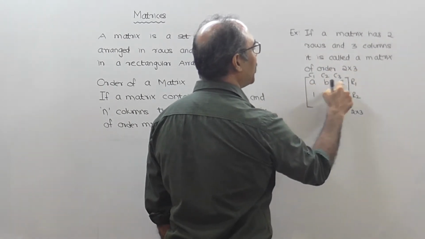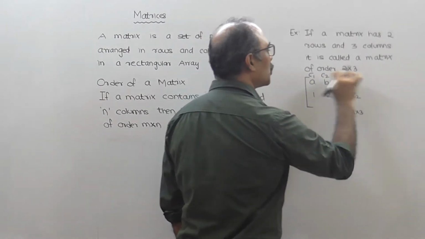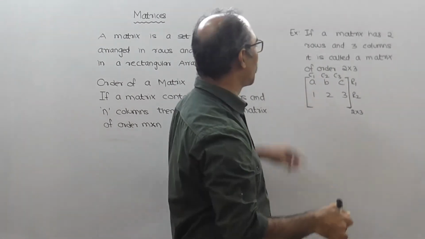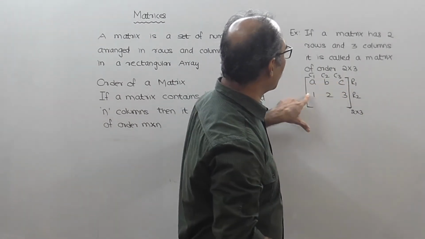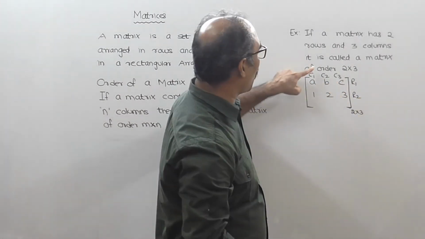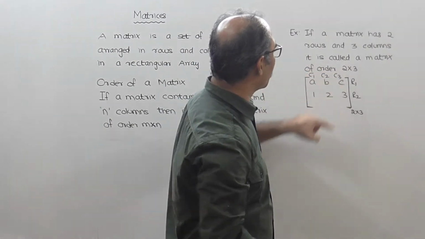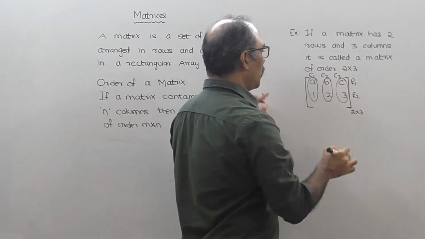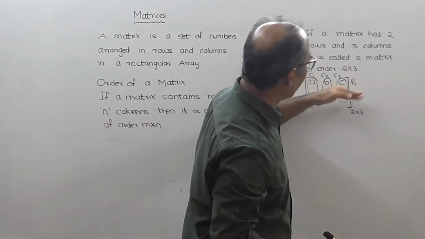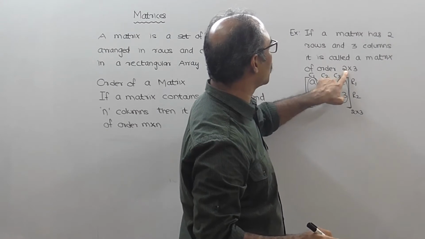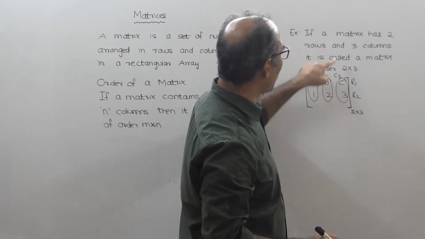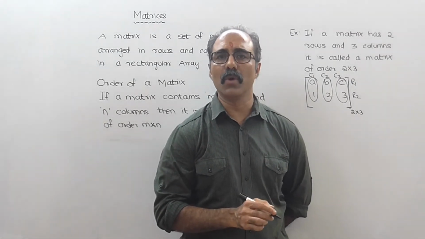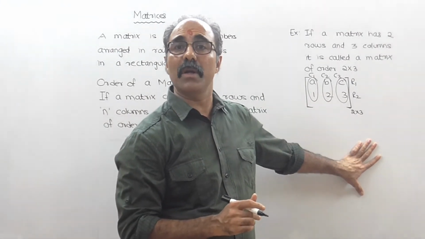So I have written A, B, C, 1, 2, 3. Horizontal are always rows. Remember, verticals are always columns. So how many rows are there? This is one row, this is second row. How many columns are there? One column, second column, third column. So there are 2 rows and 3 columns. Vertically what you have is called a column and horizontally whatever you have is called a row. So this will be a matrix of the order 2 by 3.